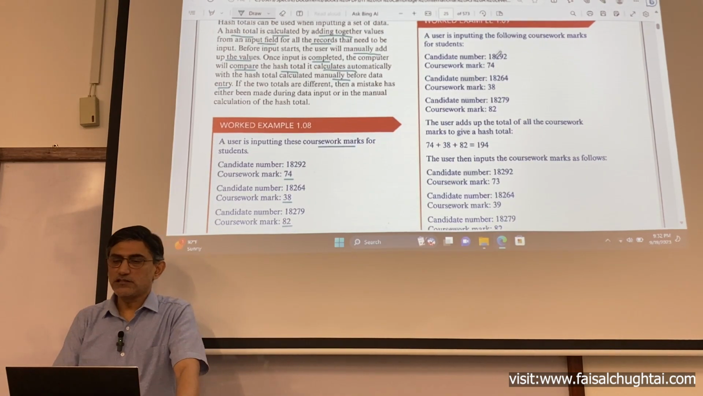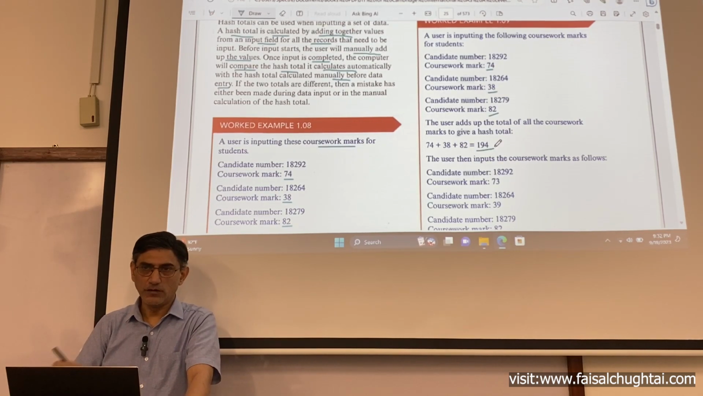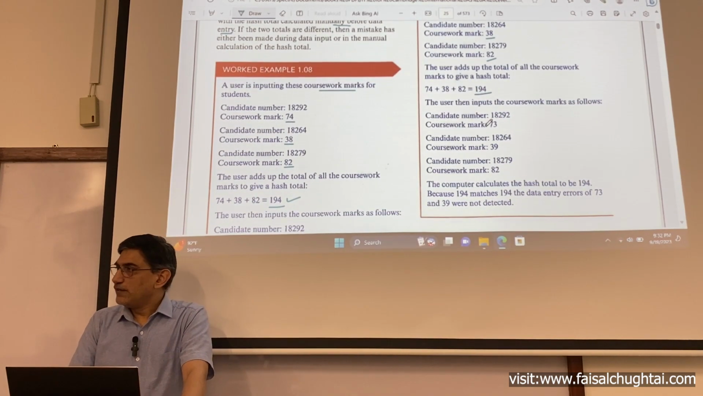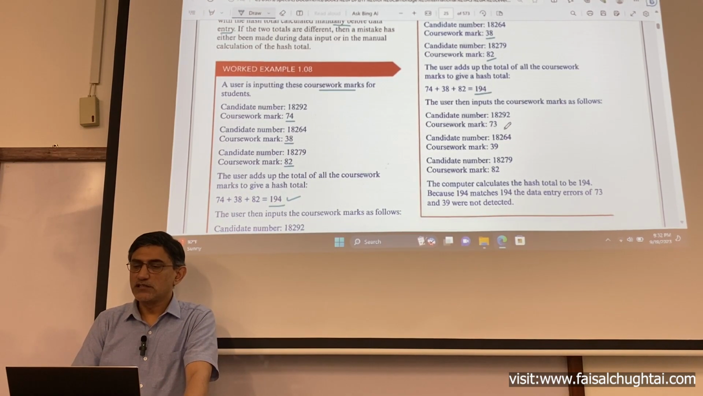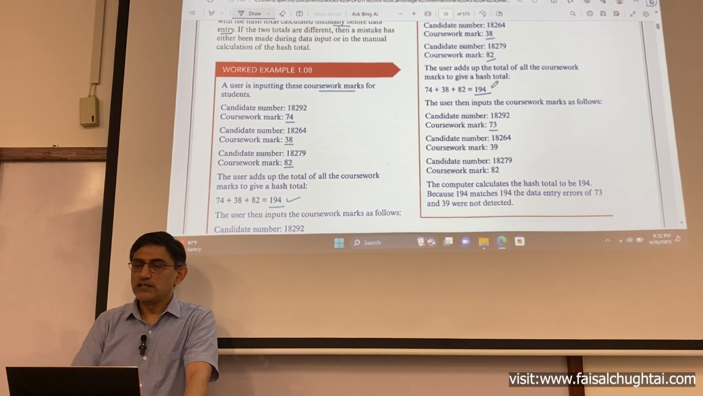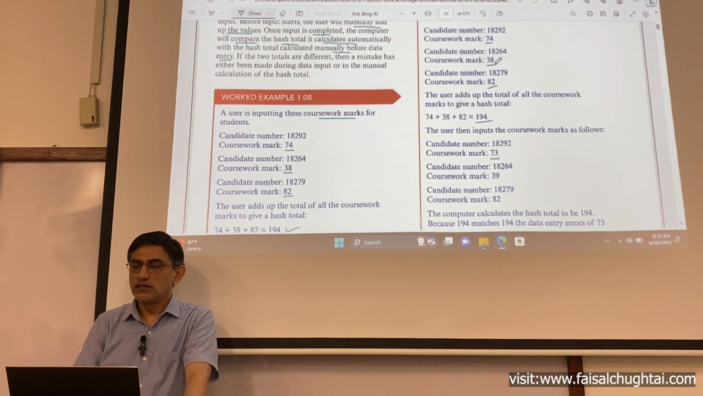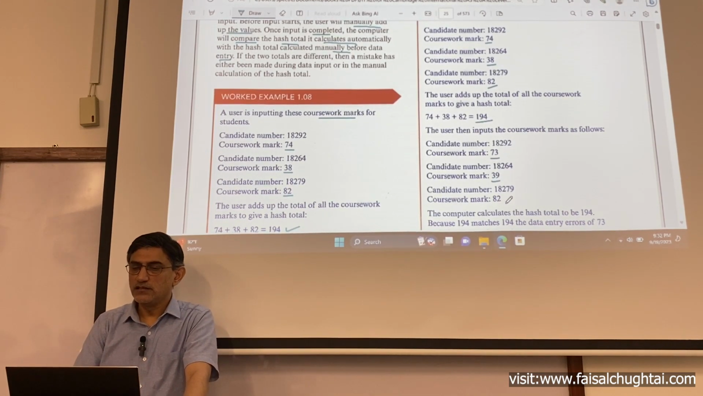Okay, again, three candidates, coursework marks 74, 38, 82. The sum is 194 when you manually calculate it. But when the marks are entered into the computer, the first mark is entered as 73. The second mark, instead of being entered as 38, is entered as 39, 1 mark more than what the student actually got. And then here, the mark is again 82.